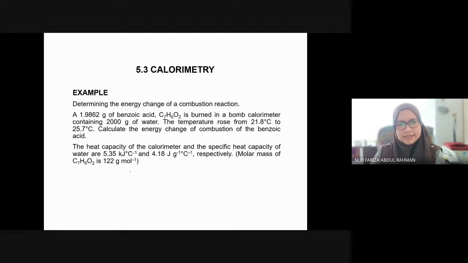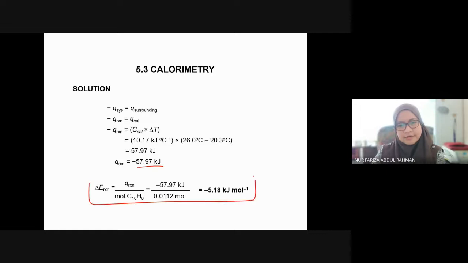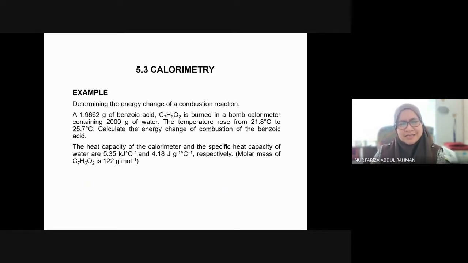Okay, another example. Another example again is using bomb calorimeter, guys. This is for benzoic acid. This time around, dia bagi 2000 gram of water. So you kena guna information yang dia bagi. So imagine bila reaction tu, water will be accepting 2000 gram of water and also the calorimeter. Again soalan tanya energy change. So energy change is equal to Q over mole. So misi kita mencari Q of the reaction first, which is negative kan. You patut dapat negative value.